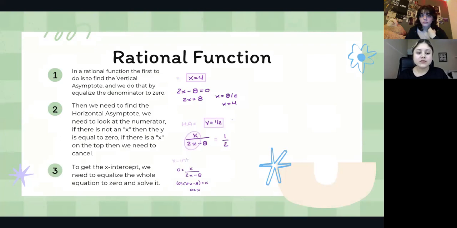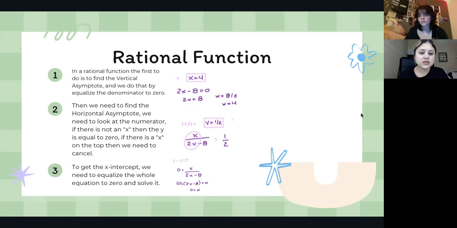Then in a rational function, the first thing to do is find the vertical asymptote, and we can do that by equalizing the denominator to 0. In rational functions, we always have a vertical and a horizontal asymptote. The asymptotes are imaginary lines that the graph will never pass over, and we use dotted lines to represent them. For example, for the denominator, we have 2x minus 8 equals 0, and then we solve for x, which is equal to 4.